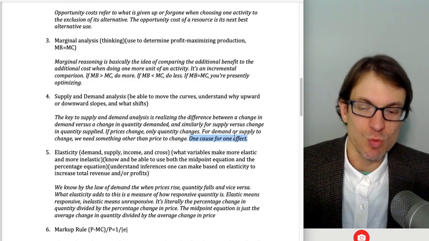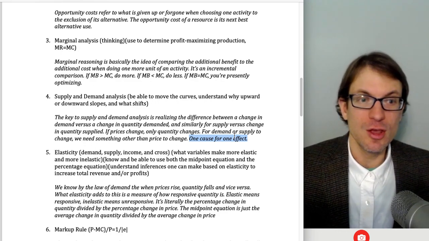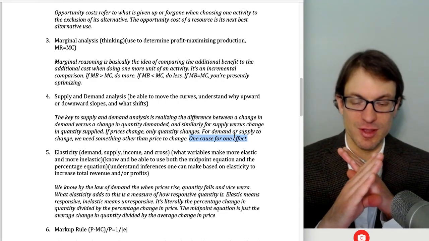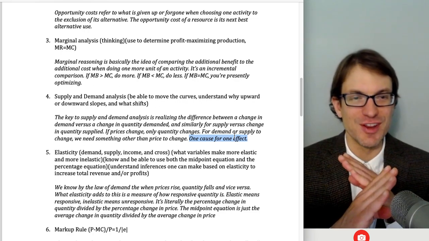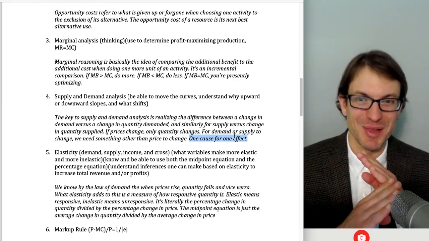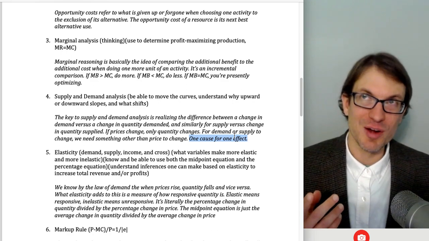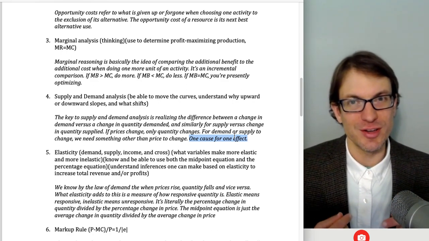Now, technically, what's the effect on the demand side? Well, think about it. We've leftward shifted the supply curve. A leftward shift of supply leads to a higher price. A higher price leads to a lower quantity demanded.